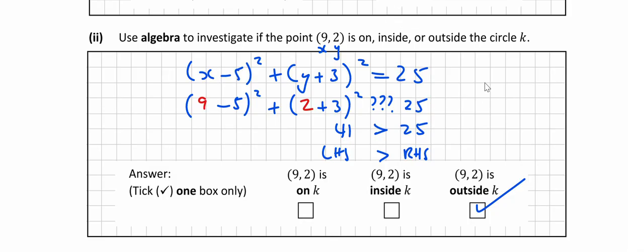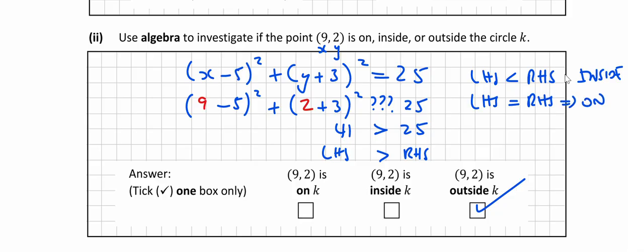Last thing to say there, left hand side less than right hand side, it's inside. Left hand side equal to right hand side, it's on. And the last one is what we've done there, left hand side greater than the right hand side, that means it's outside.